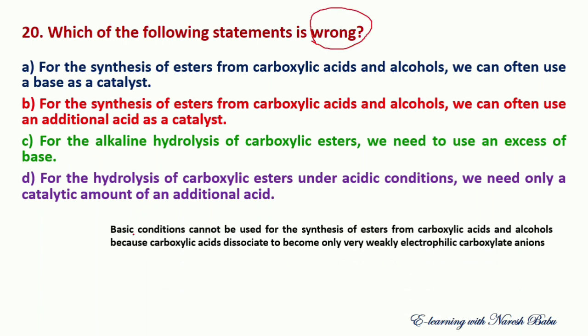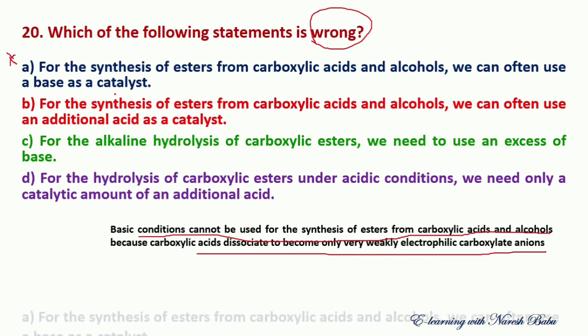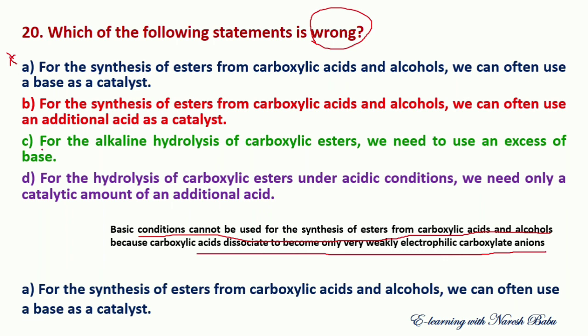Basic conditions cannot be used for the synthesis of esters from carboxylic acids and alcohols, because the carboxylic acid dissociates to become only very weakly electrophilic carboxylate anions. So the statement that for synthesis of esters from carboxylic acids we can often use a base as a catalyst is a wrong statement. There is no need of any base catalyst in the synthesis of esters from carboxylic acids and alcohols. So A is the answer. The remaining options are correct. So the wrong statement is A.